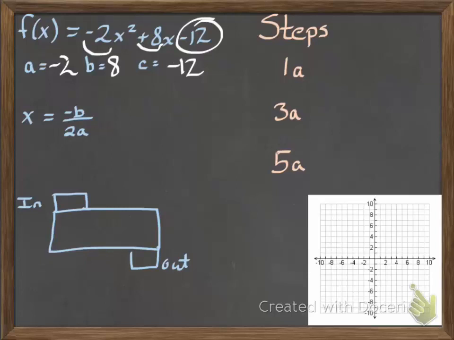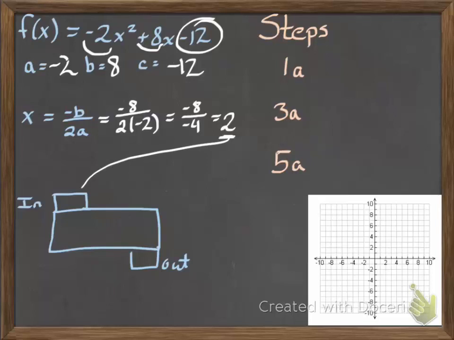So when we plug this in, that means we have negative b, which is negative 8, over 2 times my a, which in this case was negative 2. So negative 8 divided by negative 4 gives us a positive 2. This is our x value for our vertex. So we're going to plug that into the function and find our output.